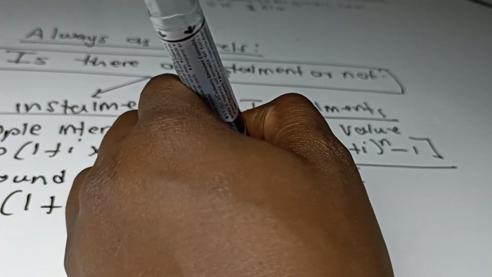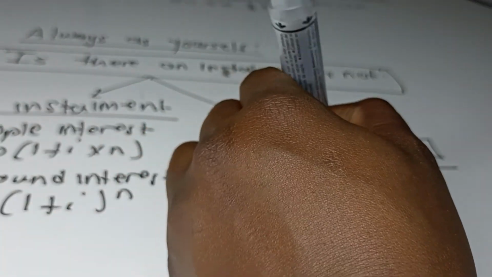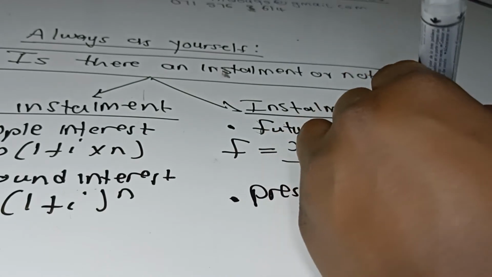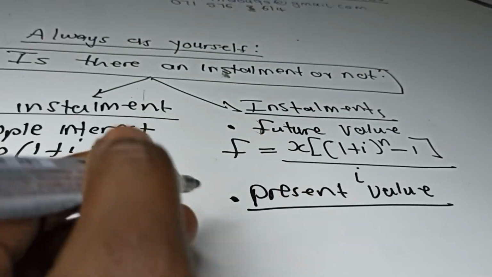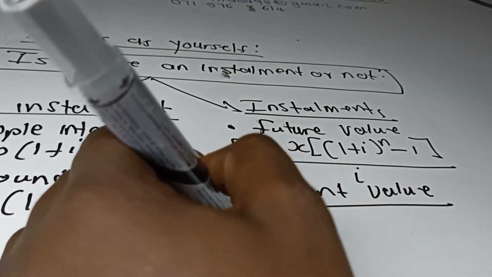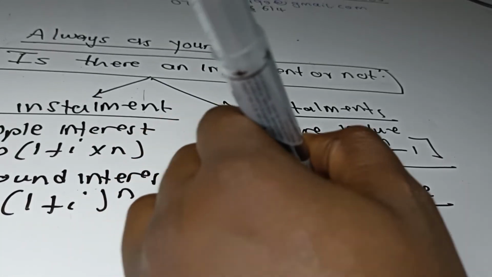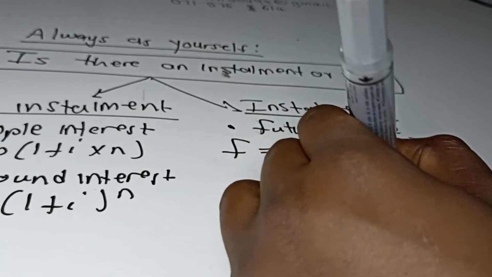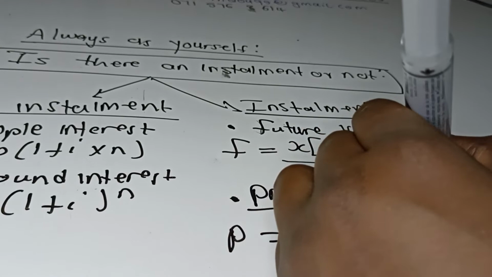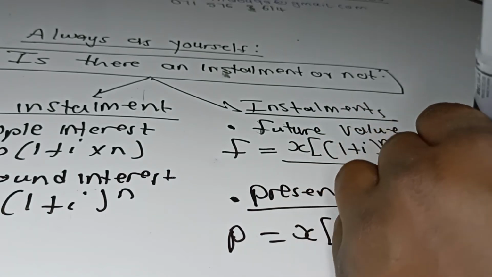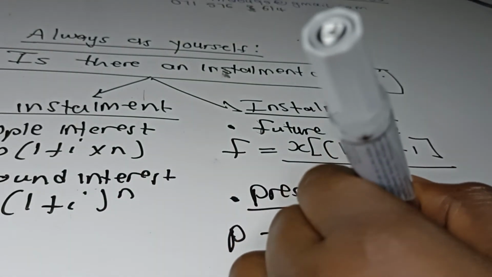Then the second one, we have the present value. Present value, this formula is denoted as P. It is equal to X, 1 minus 1 plus I to the power of negative N, everything divided by I.